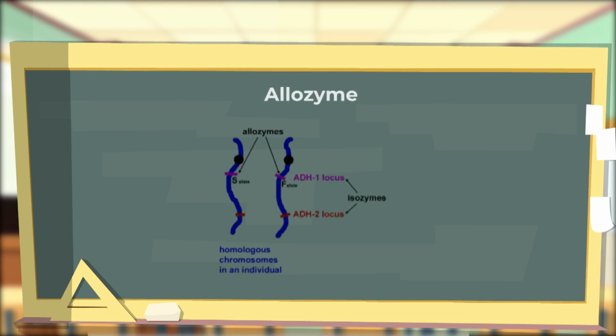Allozymes are enzymes synthesized from different allelic variations. They are found in some plant enzymes.